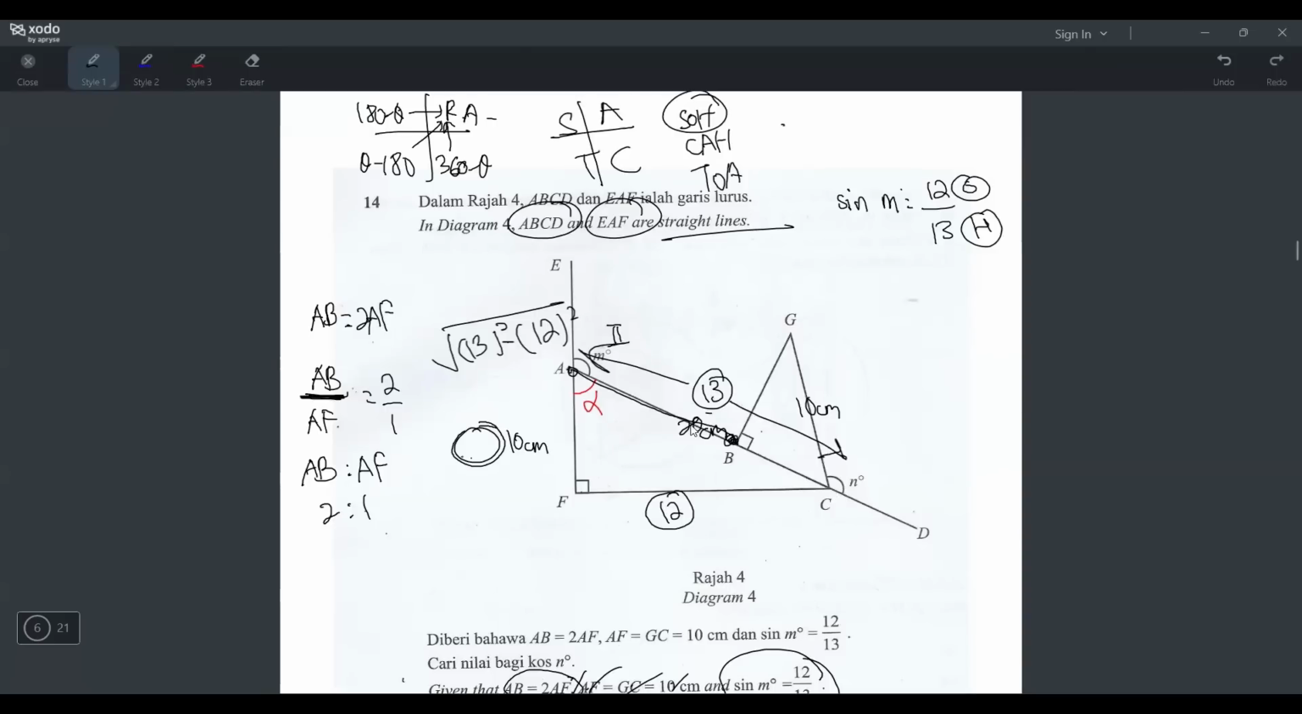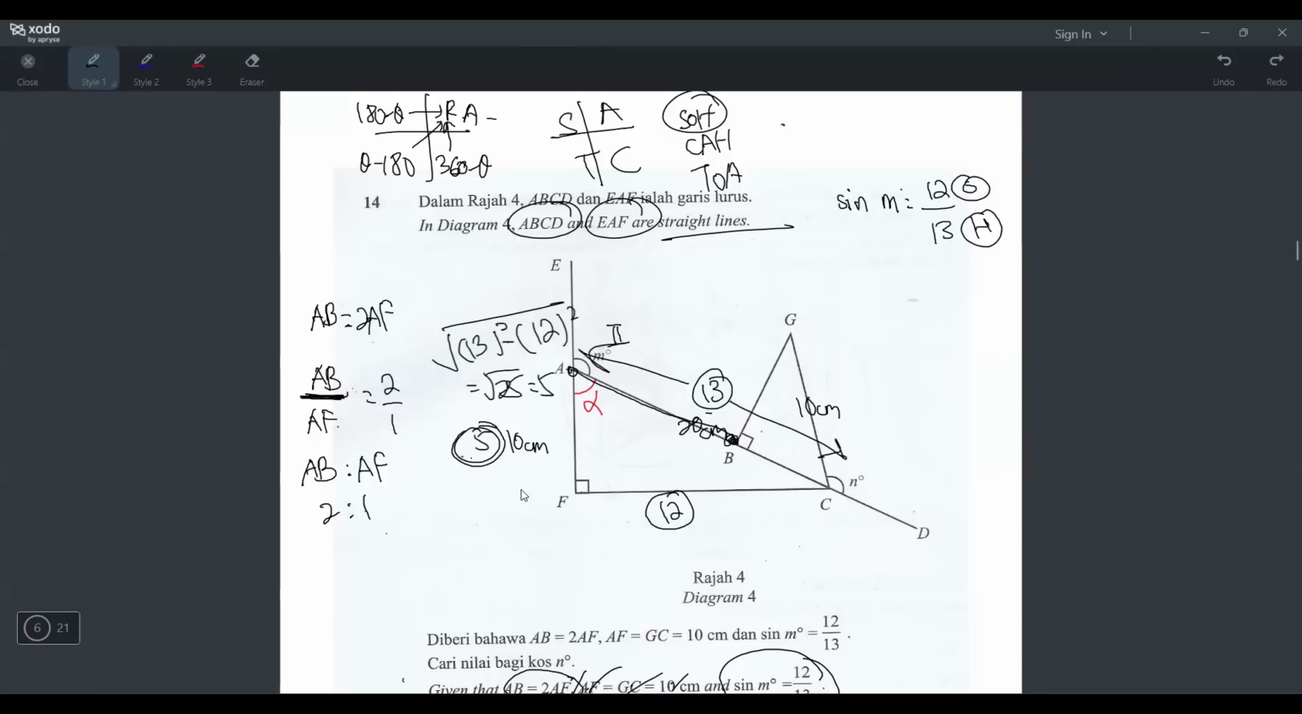Okay. But the 20 cm is only from A to B. So when you do that, you will get square root 25, and that means your ratio for AF is 5. Ratio, not the length. Because when you use Pythagoras theorem, you are using the ratio, the 13, 12. So automatically when it comes out, it will come out as ratio also. So now you know ratio 5 is equivalent to 10 cm.